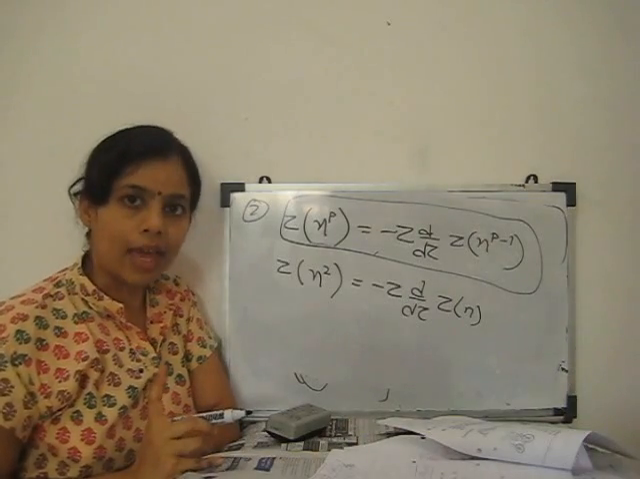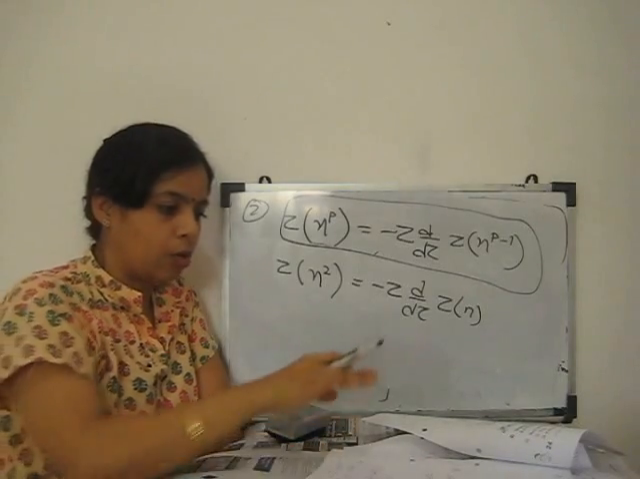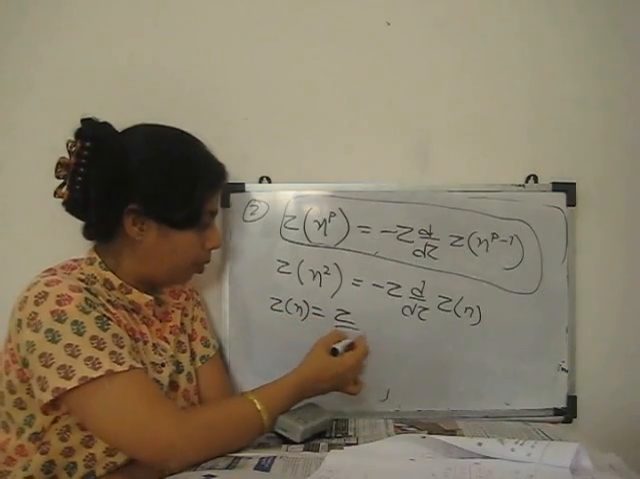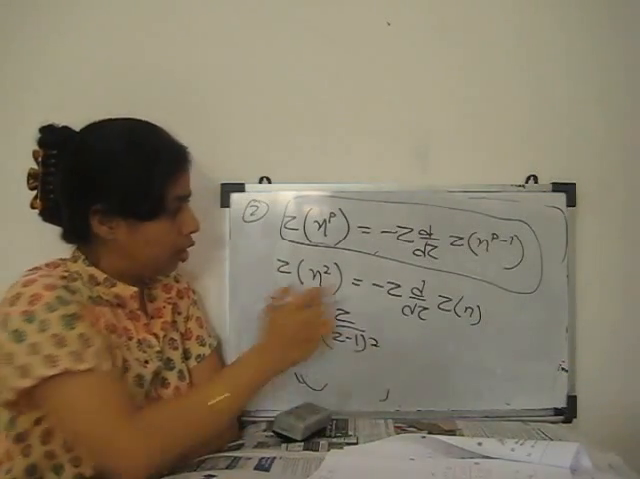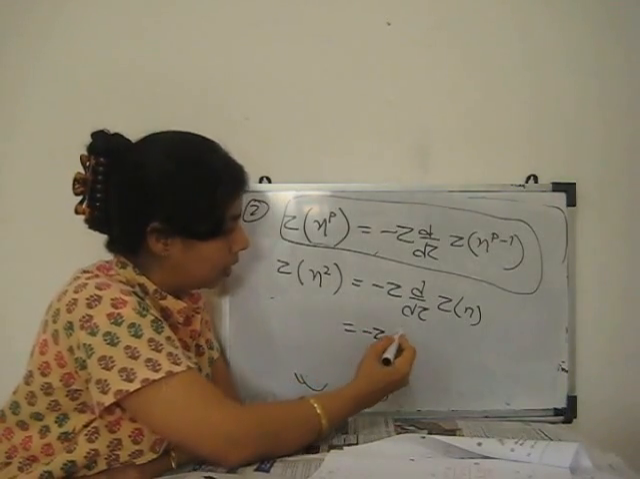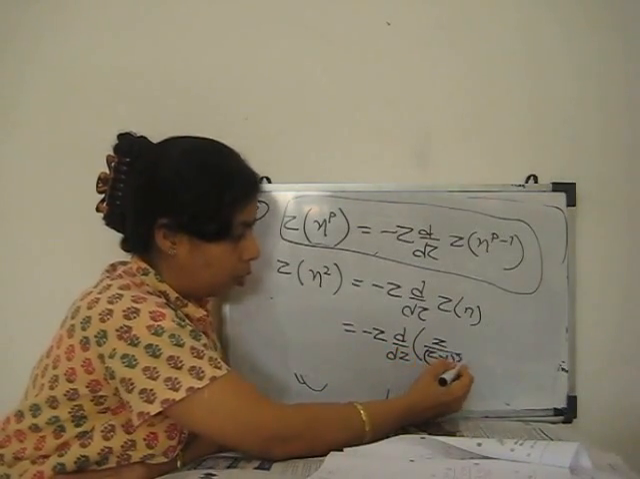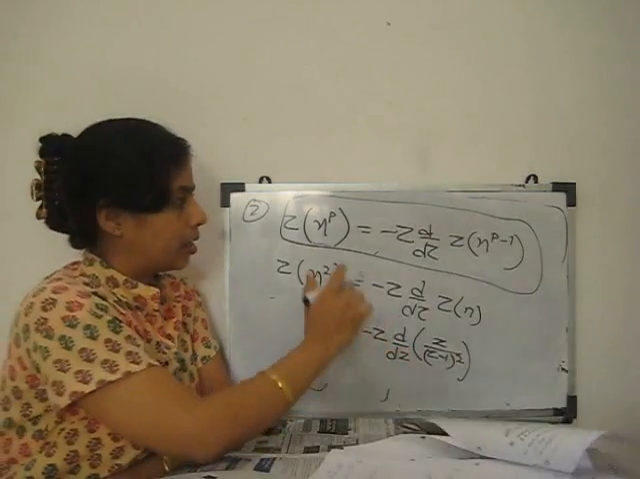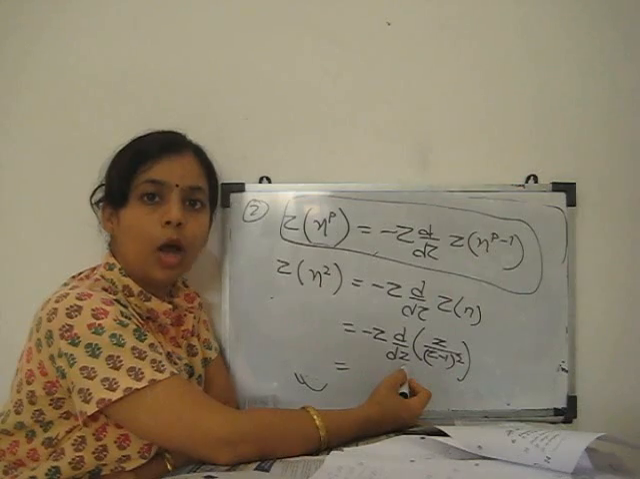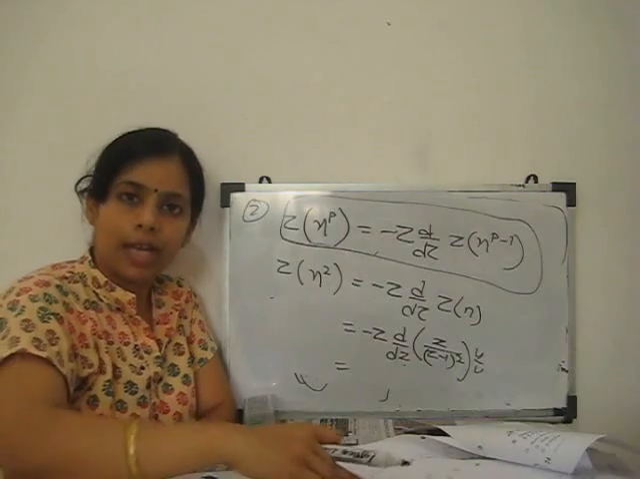The z transform of n we already know from the previous question: z upon z minus 1 whole square. So you have to substitute this value here. So this is minus z d by dz of z upon z minus 1 whole square. Clear? This is the basic formula. Next, we just have the derivative of a division, u by v. You apply the formula and you will get the solution.